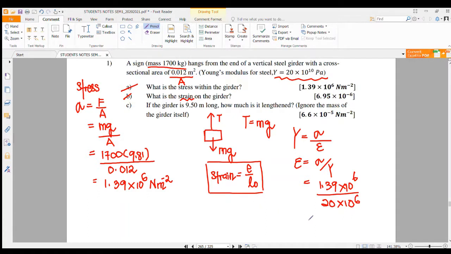Okay, so the answer for strain is 6.95 times 10 to the power of negative 6. And there's no unit for strain, because the elongation is in meter and the original length is also in meter, so they cancel each other. So there's no unit for strain.